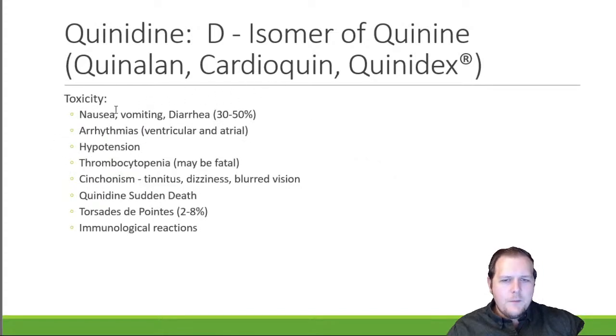Anyway, what are some toxicities? This is not a great drug because it does cause quite a bit of nausea, vomiting, and diarrhea. As I mentioned, they can induce their own arrhythmias. Any antiarrhythmic we're going to look at can do this. Hypotension due to the alpha channel blockade, and some rare cases of thrombocytopenia. So we don't see it too often anymore, but you will still see it occasionally.